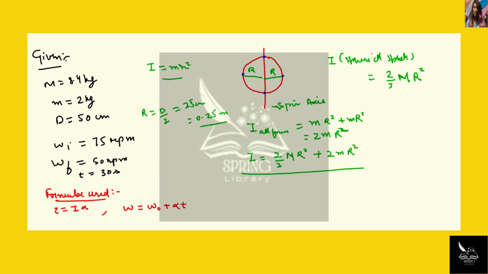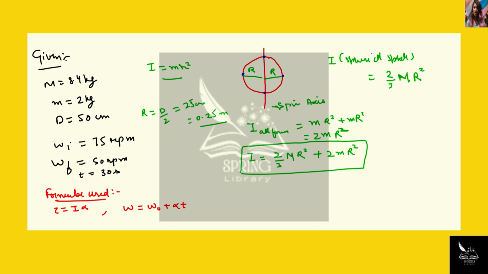This is a very important step here. You understand that these masses do not contribute to the moment of inertia because the masses are sitting on the axis of rotation. So the distance from the axis of rotation to these masses is 0, and that's why we have 0 moment of inertia due to these masses. All right, now we have this formula here.